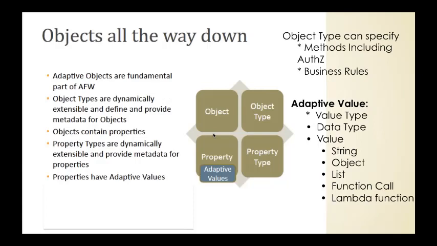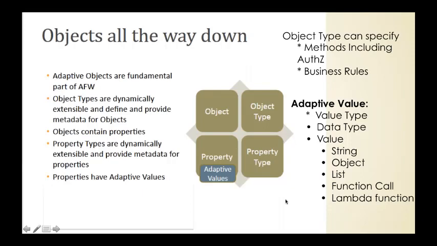I don't have time to tell you about the entire system. I'll just say every object has an object type. The type is described in metadata. Properties have adaptive values, which are listed here, including C. It can be a function call, a lambda function, a list, etc. There are property types.